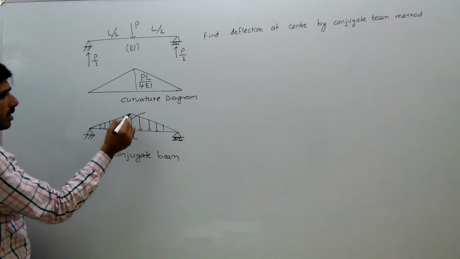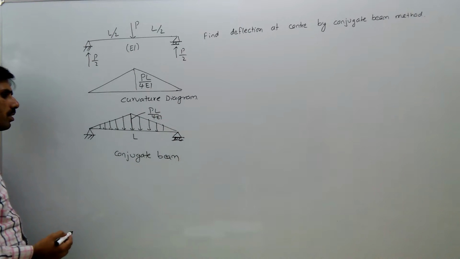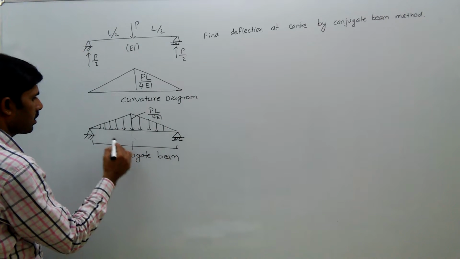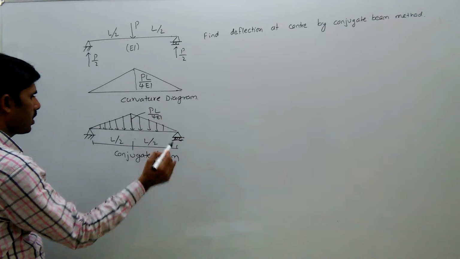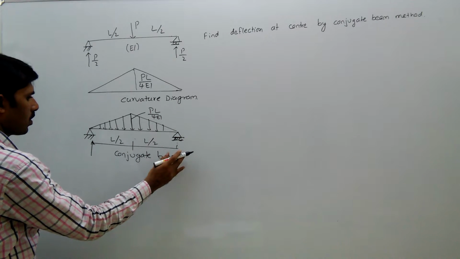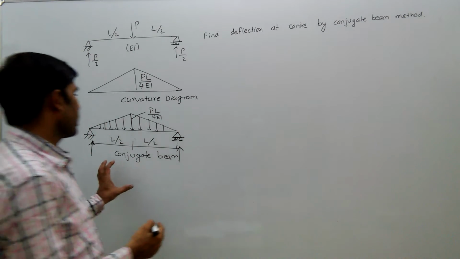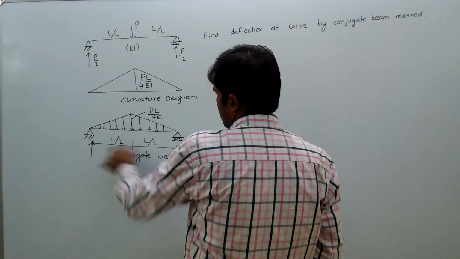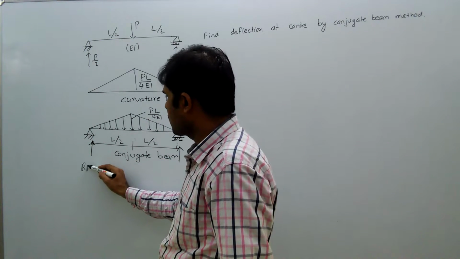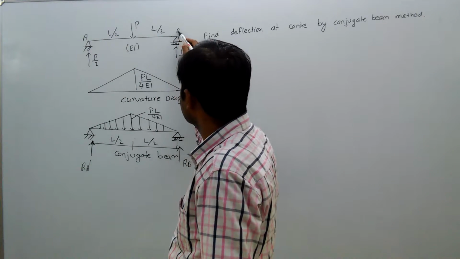The central intensity at center is PL by 4EI. So the center span is L, that means L by 2. Now we will find the support reactions. Support reaction is total load by 2, because this reaction at A, here RA dash, this is RB dash, because this is A and B.